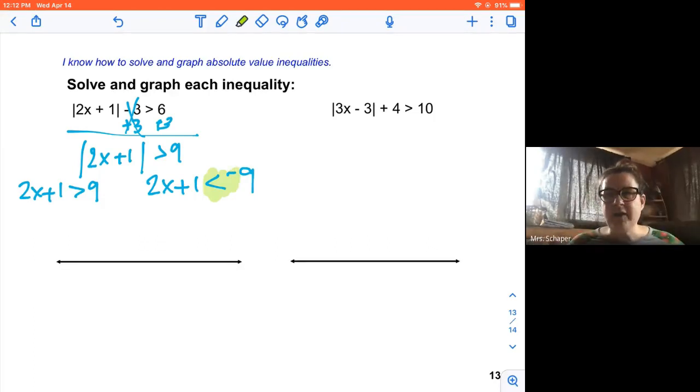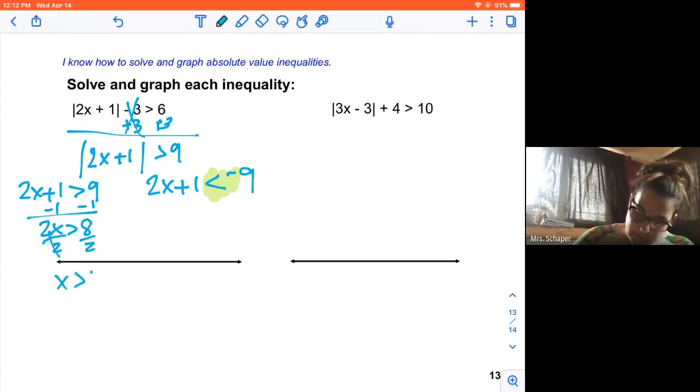First, I got the absolute value symbols by itself. Second step, get my two inequalities. Now I'm going to solve. Minus 1, so 2x is more than 8. Divide by 2, x is more than 4. Solve the other one. Subtract 1.